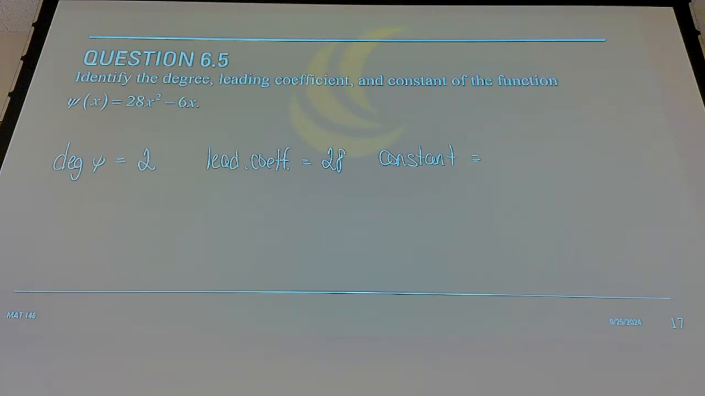What is it? What's implied? Constant would be 0. We're not actually writing plus 0 there, but it is implied to be there.